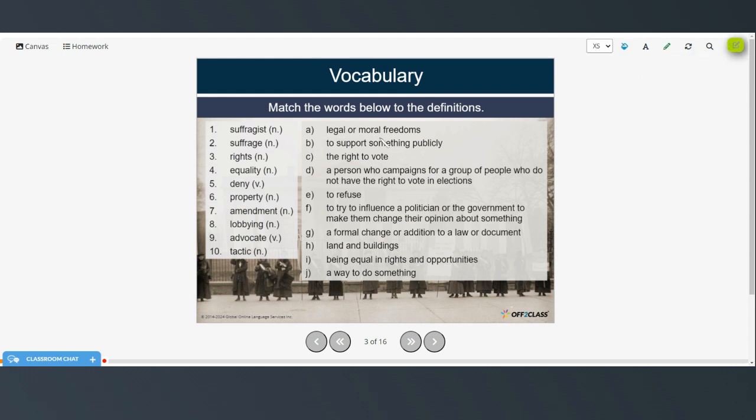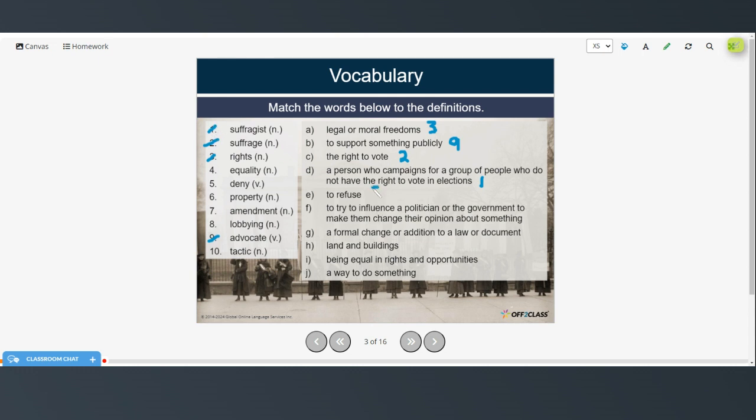All right, so A, legal or moral freedoms. That would be number 3, rights. To support something publicly would be to advocate, number 9. The right to vote, as we said, number 2 is suffrage. A person who campaigns for a group of people who do not have the right to vote in elections, that would be a suffragist, number 1.